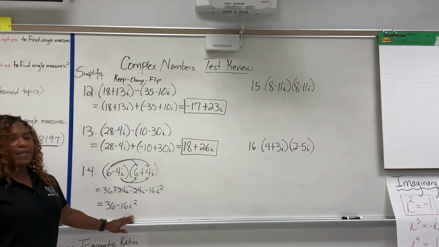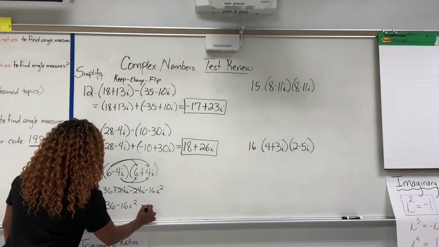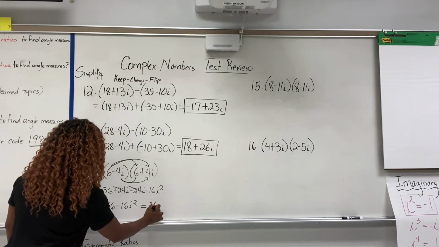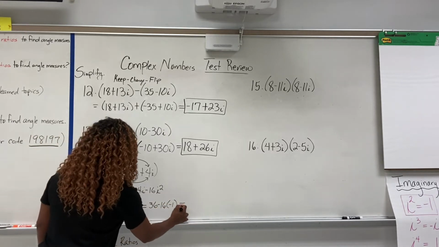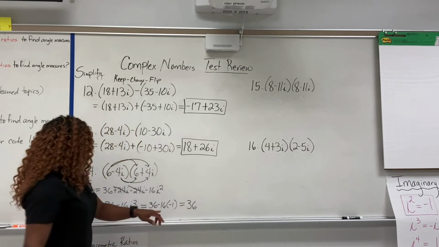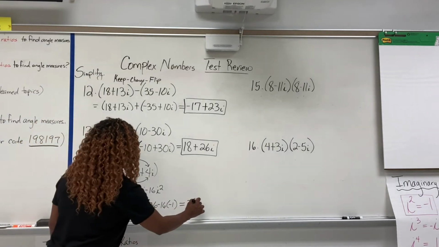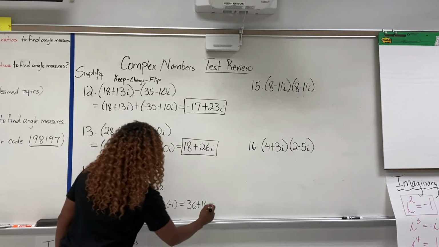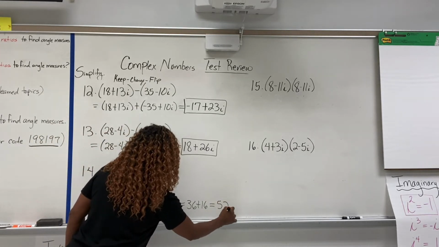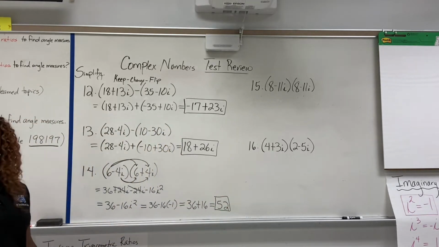Don't forget, the i squared has to be rewritten as -1. So I'm gonna do that here. This becomes 36 minus 16 times -1, which gives me 36. Well, a negative times a negative is a positive 16. So plus 16, and look at this. My final answer is going to be 52. Just the real number, just the whole number, 52. We don't have any more i values.